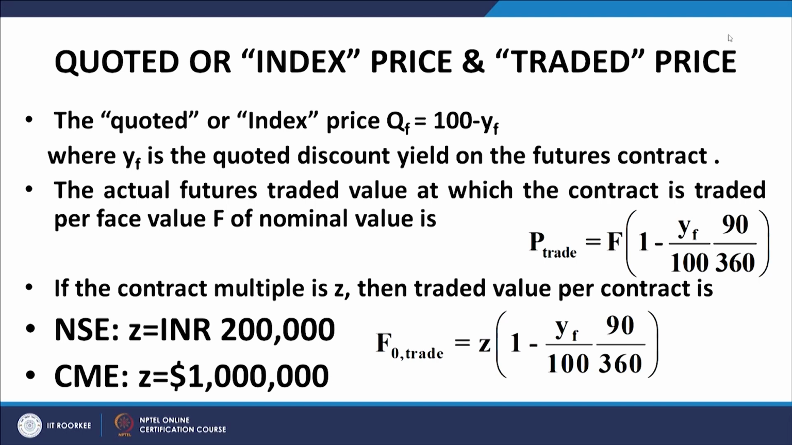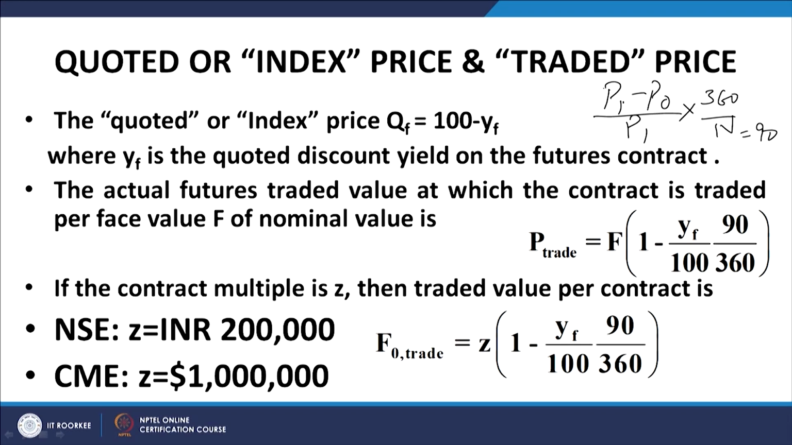Now, the quoted price, the index price and the traded price. The quoted price, as I mentioned earlier, is given by 100 minus YF, where F is the futures yield. QF is given by 100 minus YF. How do we work out YF? Well, the process is absolutely parallel to the way we work out the spot yield. How do we work out the spot yield? We work out spot yield by P1 minus P0 divided by P1 into 360 upon N. In our case, N will be 90.